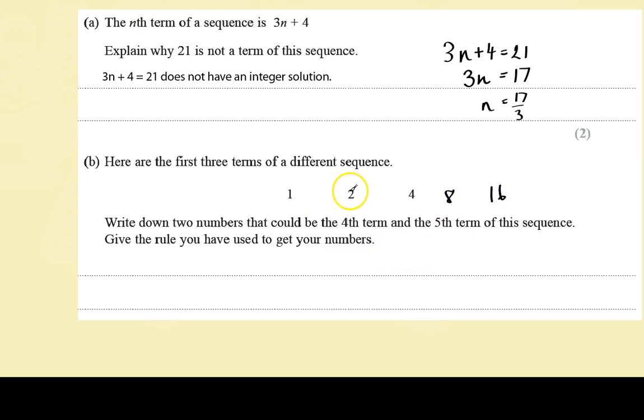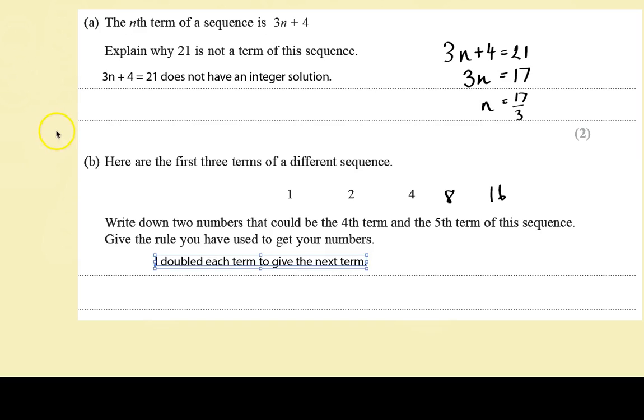1 times 2 is 2, 2 times 2 is 4, 4 times 2 is 8. I doubled each term to give the next term.